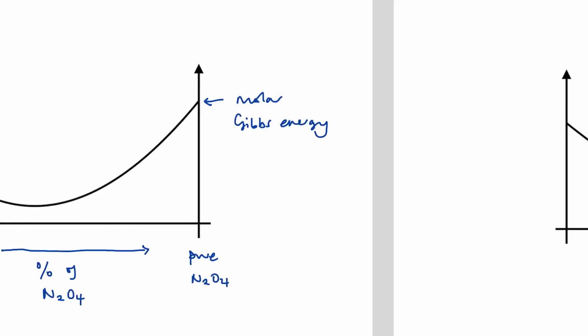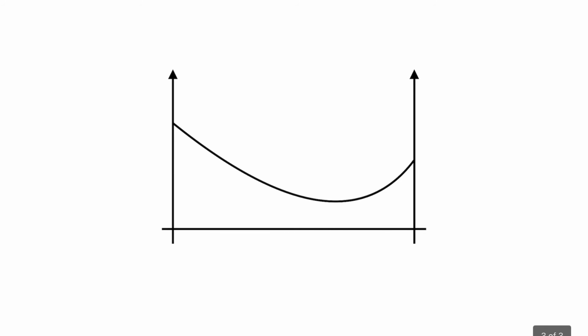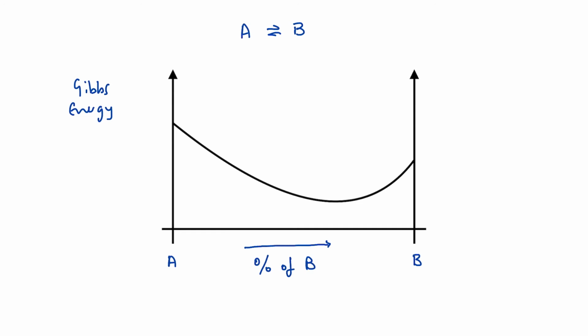Looking at a different system, this is for the reaction of, I'm going to go with A going to B, lacking imagination today as you can see clearly. Once again, Gibbs energy. We've got A and B, reactant and product. As we move from A to B, the percentage of B in our mixture is increasing.